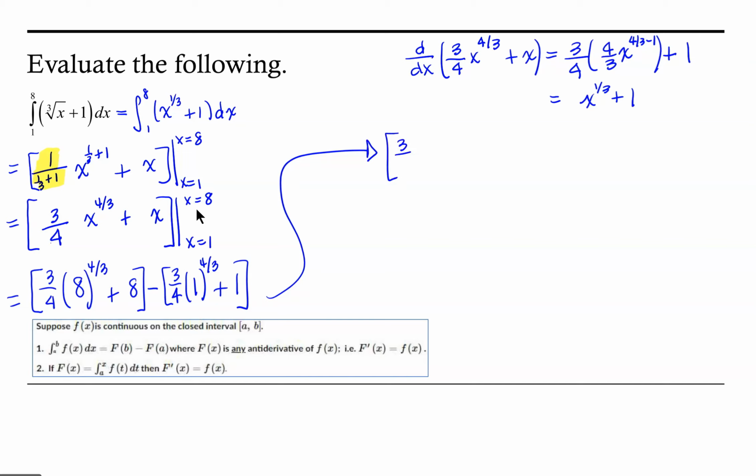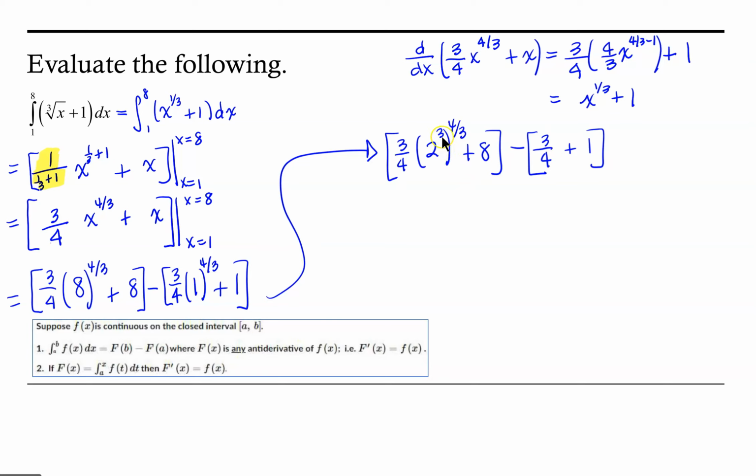I have 3/4. Now I know that 8 is a perfect cube, so I'm going to rewrite 8 as 2 cubed to the 4/3 power plus 8, minus, and then we have 3/4 times 1 to the 4/3 power. 1 to the 4/3 power is simply 1, and 1 times 3/4 is simply 3/4. So we'll just have 3/4 as the first term here in our second group, and then plus 1.